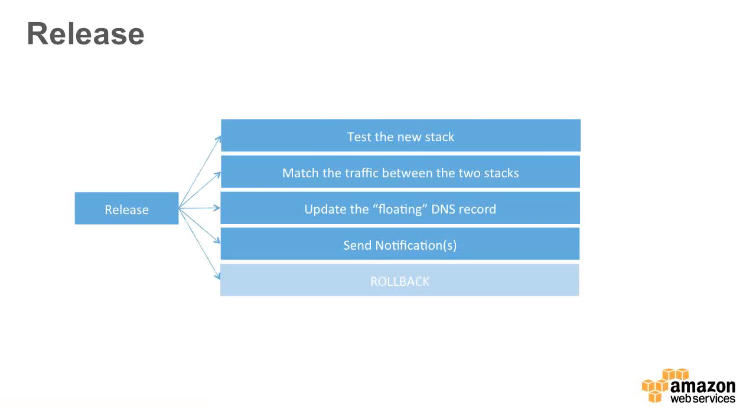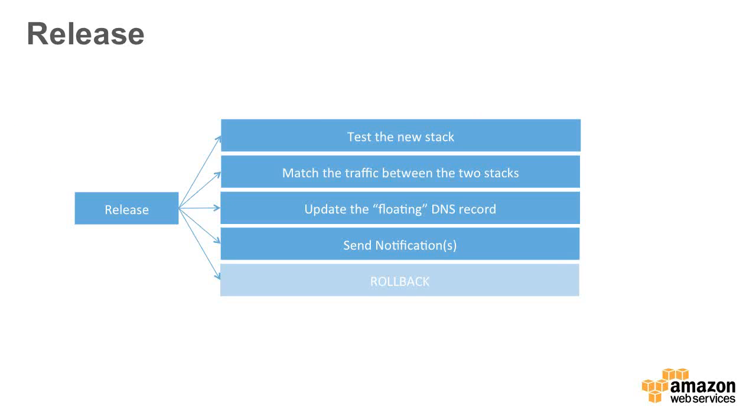Okay, so let's move on to the release phase. We've talked about deploy, and we've talked about the two different options for deploying our web application. The release phase is where we want to effectively switch on the new version of our application. And what we want release to let us do is test the new version of the app in complete isolation. We want to do some traffic matching between the two environments.